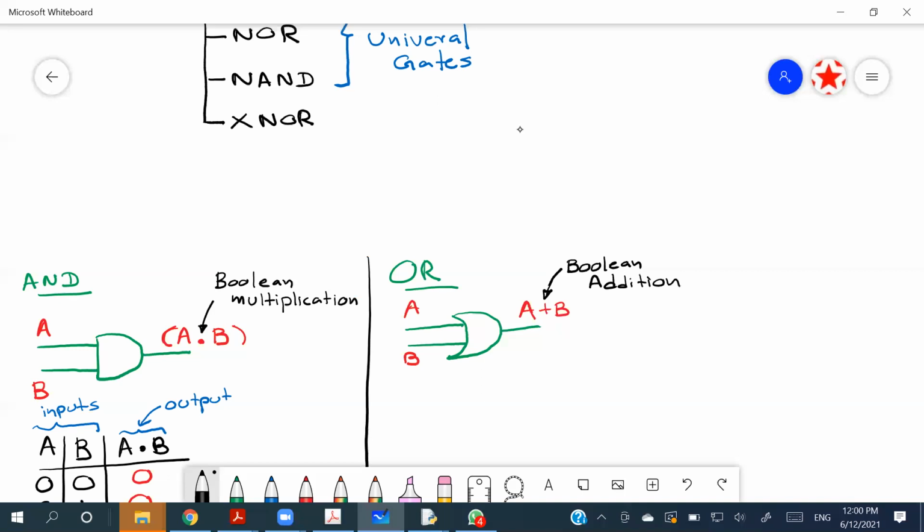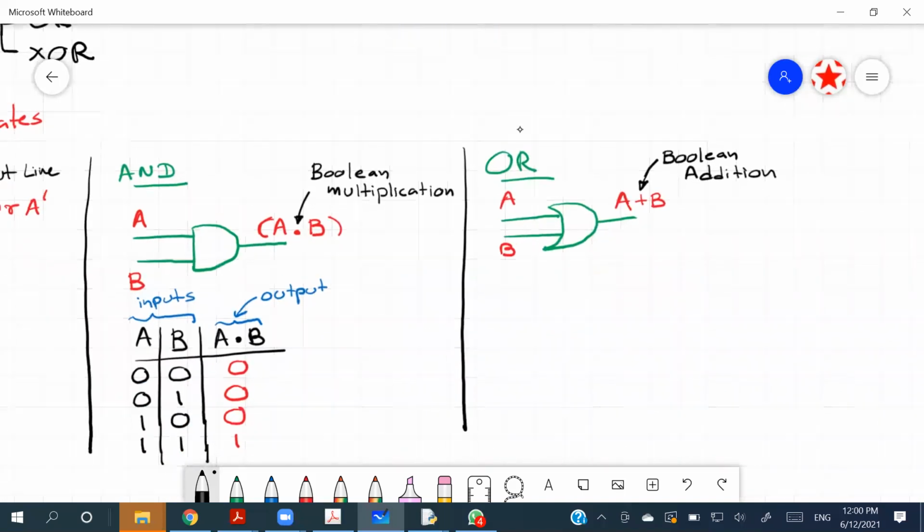So for the OR gate, again, we can have the inputs A and B, and the output is going to be A plus B.